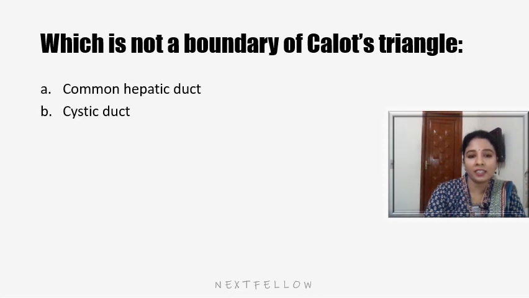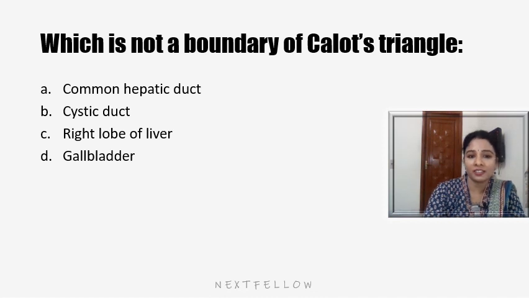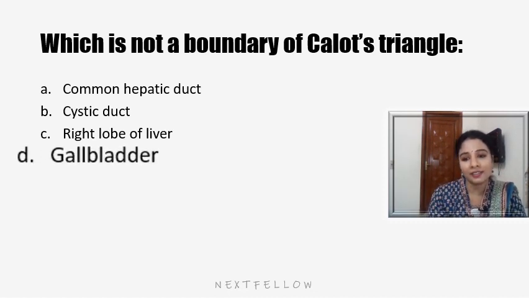Which is not a boundary of Calot's triangle: common hepatic duct, cystic duct, right lobe of liver, or gallbladder? I hope you all know the answer. The gallbladder is not a boundary of Calot's triangle. Calot's triangle is a triangular area bounded inferiorly by the cystic duct, superiorly by the inferior surface of the right lobe of the liver, and medially by the common hepatic duct. So these are the boundaries.